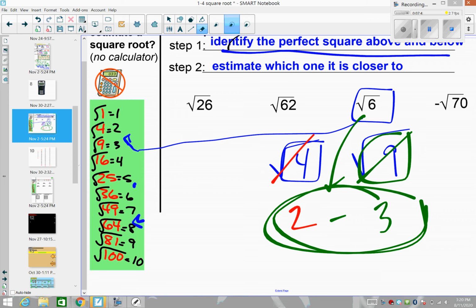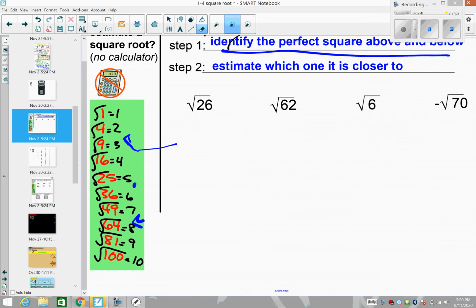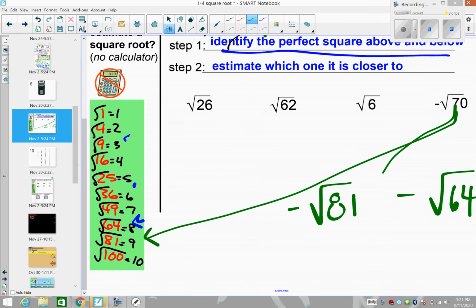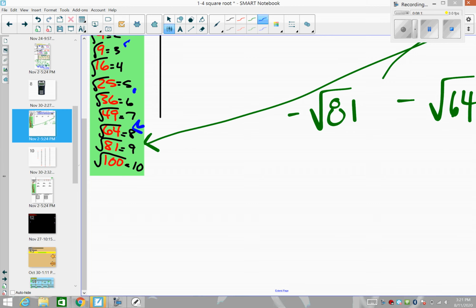Likewise, let's erase all this and try that one more time. What happens if it's negative? So negative, we're just working on that opposite side of 0. So the square root of 70 would sit right here. And now we're on the negative side, so we're really talking negative square root of 81, because that's smaller, and negative square root of 64. So 70 is in between those. And we know that the square root of 81 is a square that has a side of 9, but the opposite. And we know that the square root of 64 is a square that has a side of 8, but opposite.